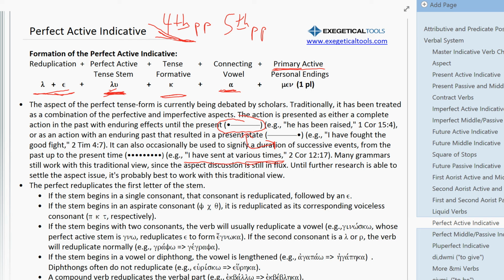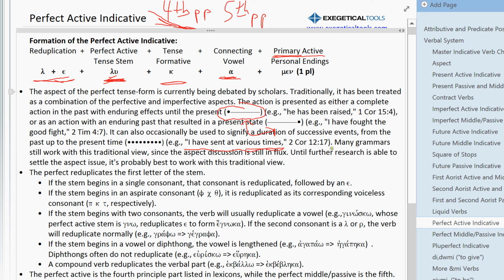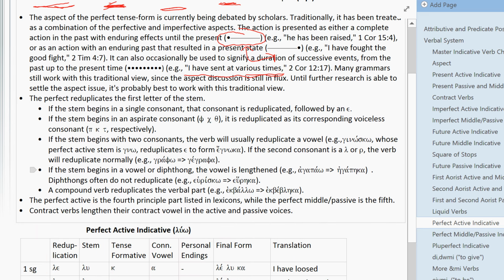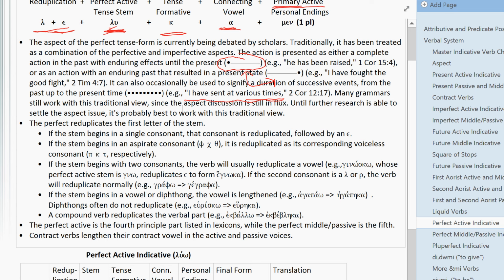So our default translation will be something like I have loosed or he has loosed. That would be basically how it corresponds to the way we use the present perfect in English. Now, as far as the reduplication rules, let's talk about that for a moment. The perfect reduplicates the first letter of the stem. We've already seen that, so just like up top, you have lelukamen. So the lambda, which is the first letter of the stem, reduplicates before it, and then if it's a single consonant, now there's 5 rules here.